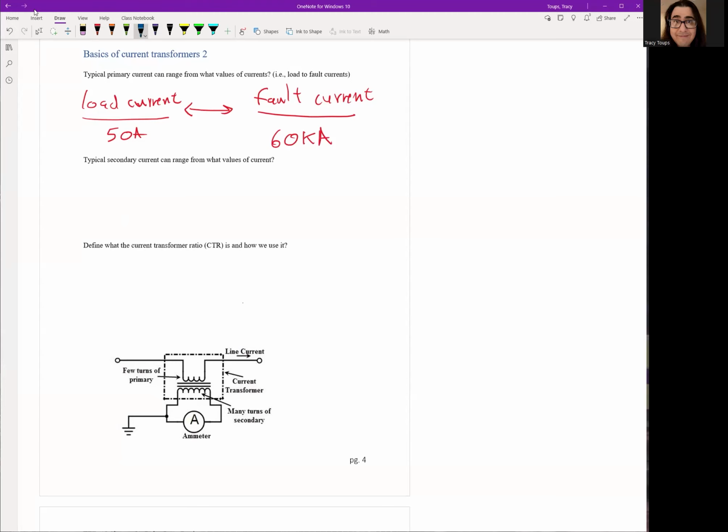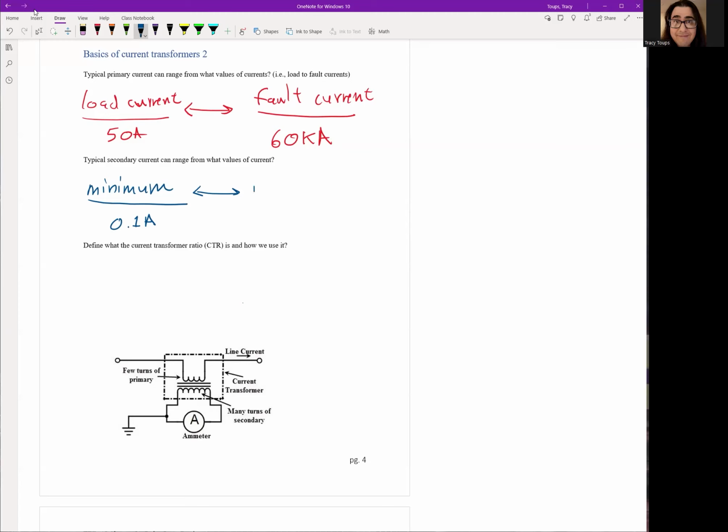Now in the secondary circuit, what's the range of values you can expect? The minimum level a relay can realistically pick up is 0.1 amps. Anything below 0.1 amps, the relay is not sensitive enough to pick this up. Okay. A protective relay, I would say. A metering relay for money will probably be able to pick that up because they're very, very accurate. And money matters a lot.